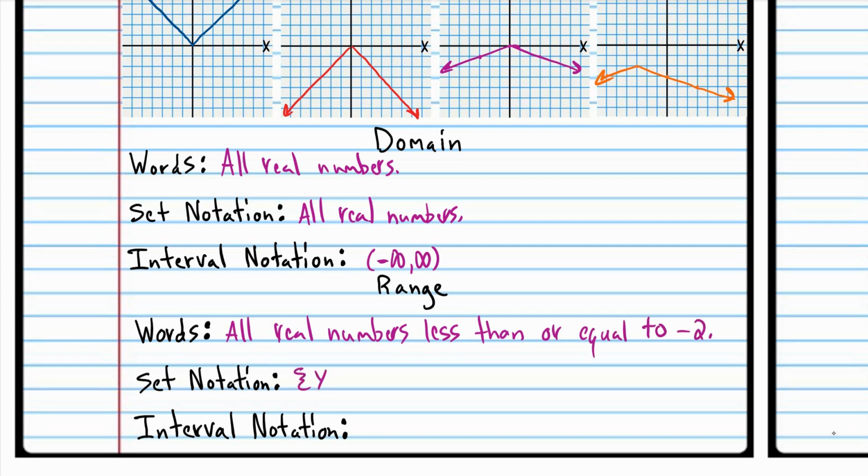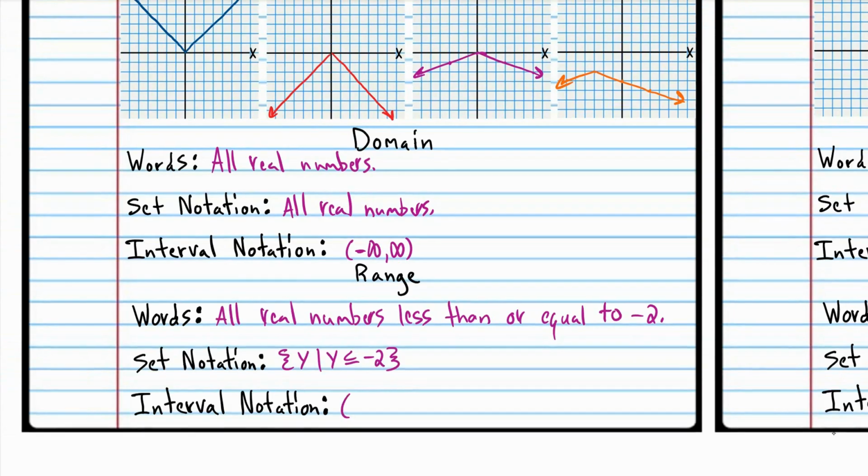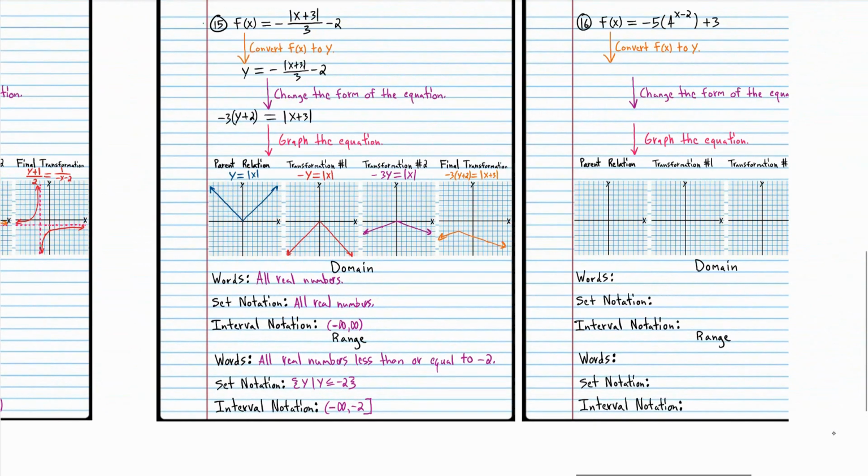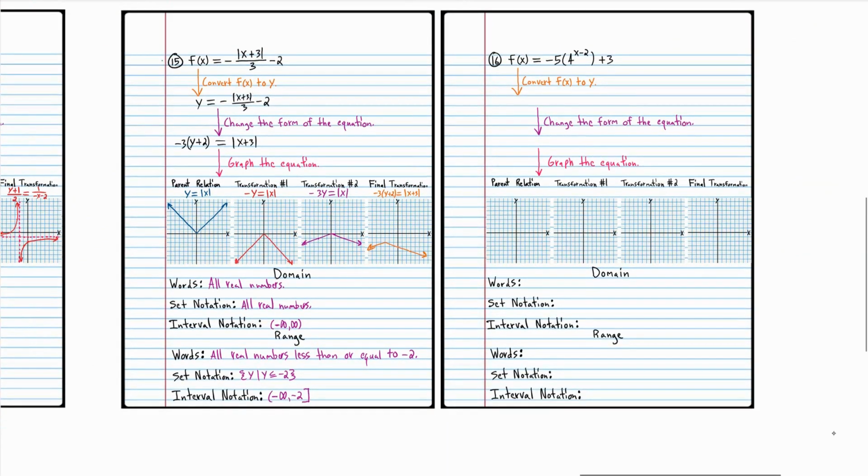The set of all y values such that y is less than or equal to -2. Negative infinity to -2 with a bracket. A bracket because -2 is part of the range. If you got that one right, good job. Try number 16.